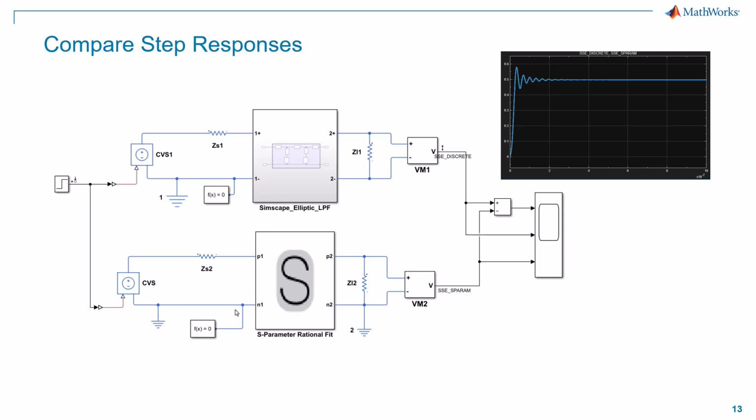Once you have the S-parameter rational fit object block in Simulink, you can connect it to other circuit elements and simulate it as a larger system. Here I'm showing I simulated my original elliptic low-pass filter implemented out of discretes against the rational fit implementation, and just make sure their step responses overlaid nicely and are working well.